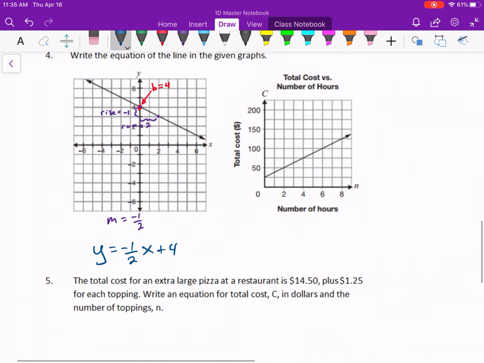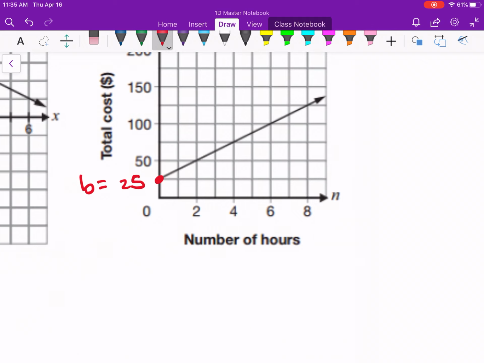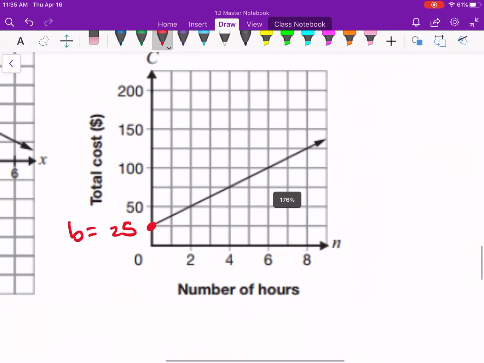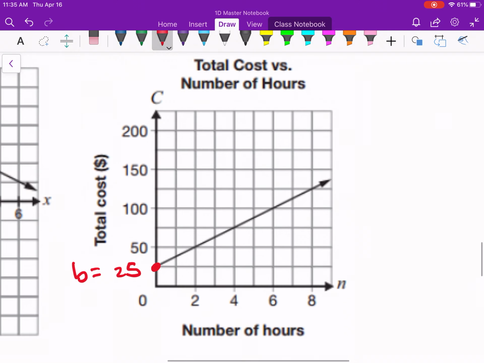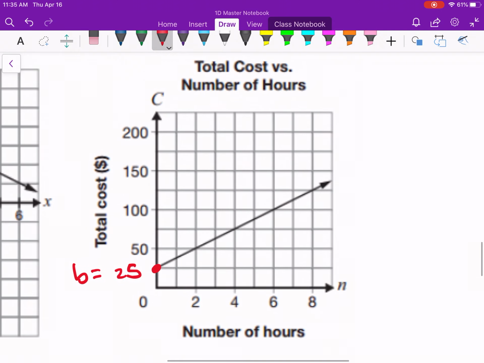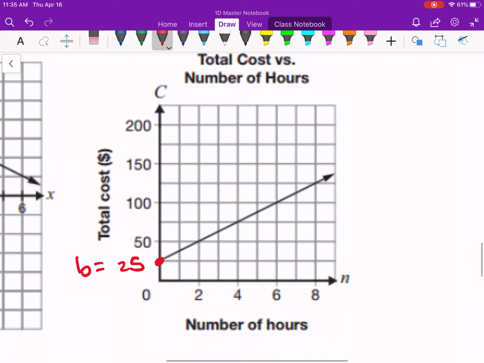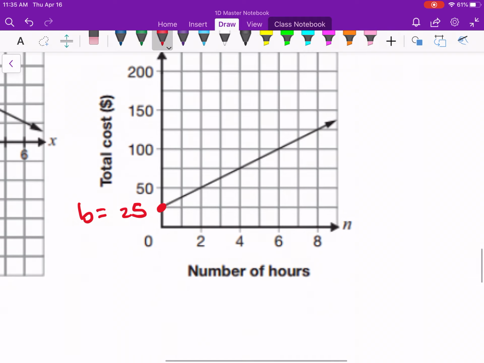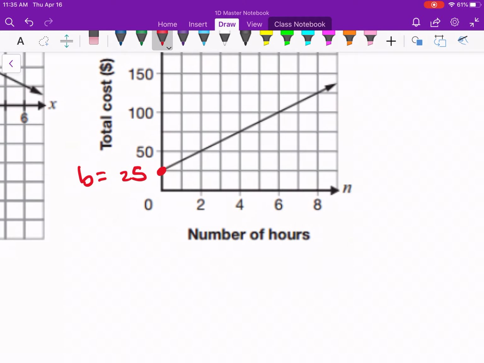Okay, we're going to do the exact same thing for the next one to the right. Here's the y-intercept, 25. Now this one's got a scale that you have to watch out for. The x values, or n values in this case, are going up by 1 each time, but the y values, or c in this case, are going up by 25. Every block is worth 25. So I have to take that into account when I do my rise and run. And again, I can pick any 2 points I want.